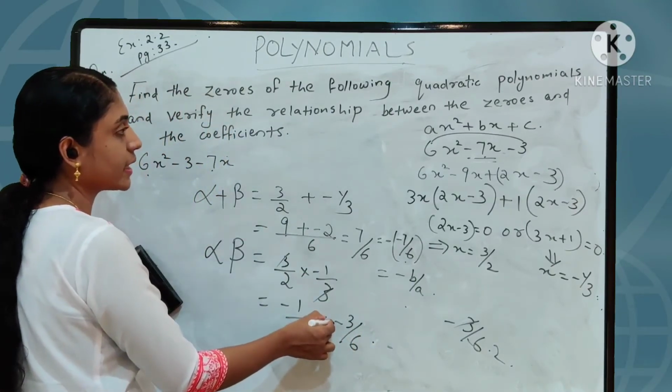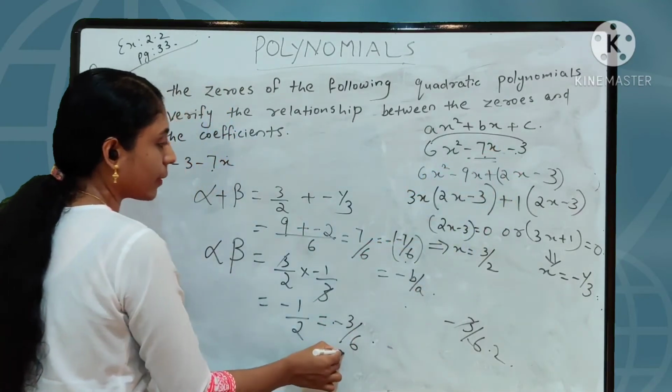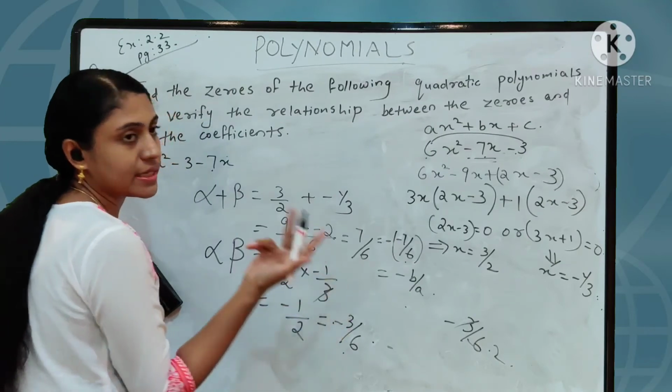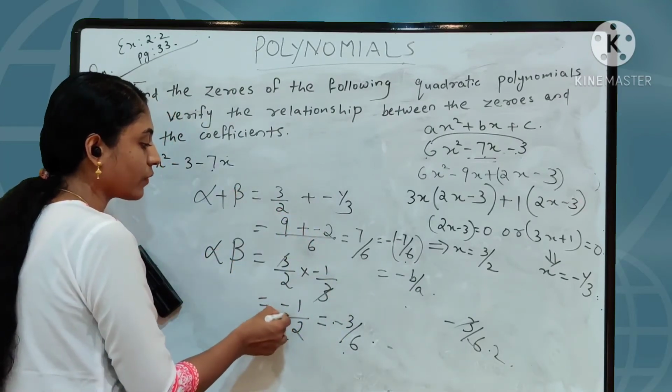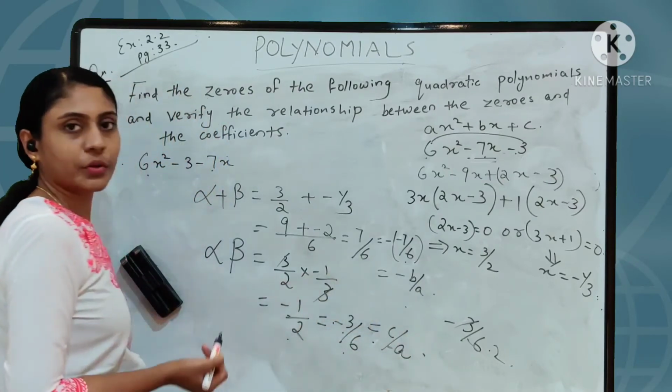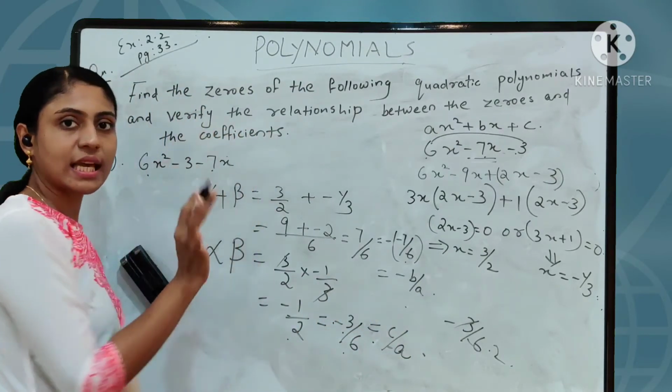And this minus 3 is the constant term divided by 6, the coefficient of x square. So minus 1 by 2, minus 3 by 6, it is minus 1 by 2. And we have written in this form in order to get the c by a form. Right? So hence, at last you have to write hence verified.